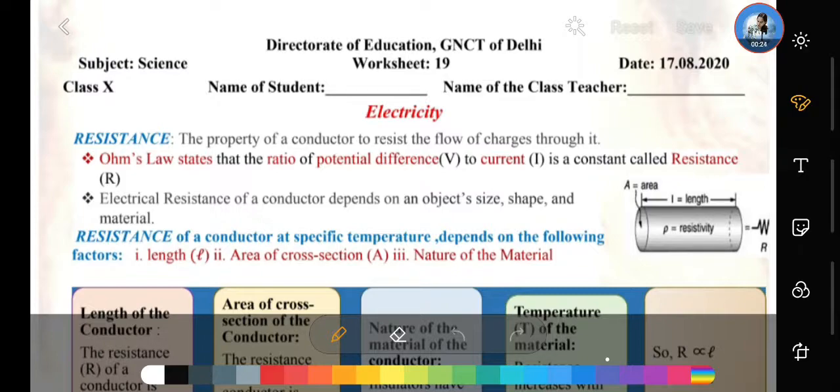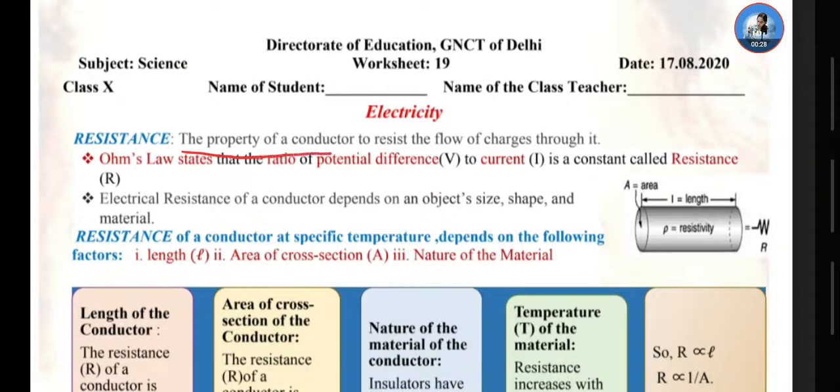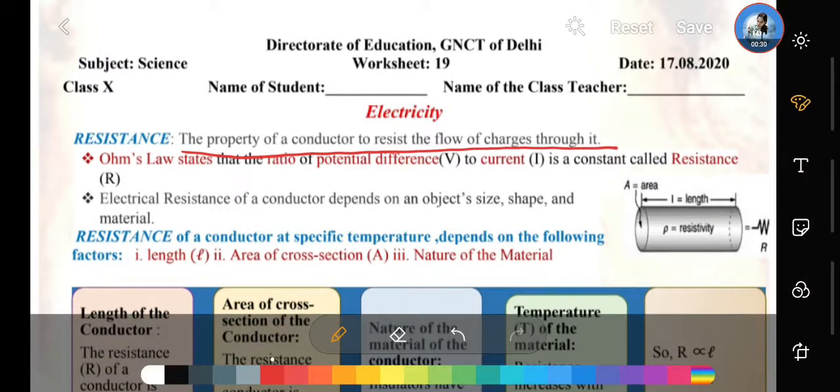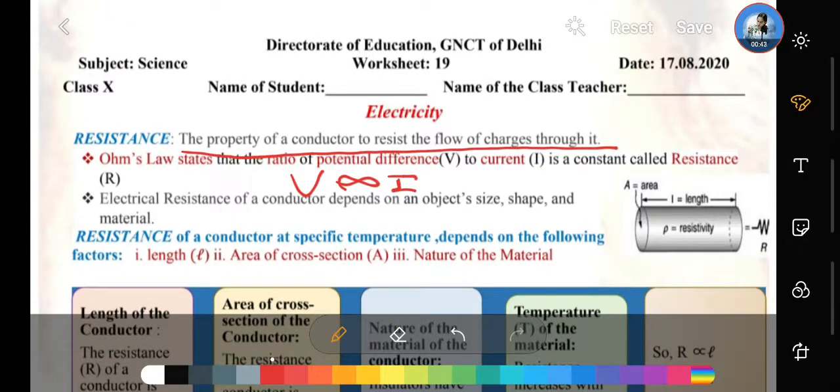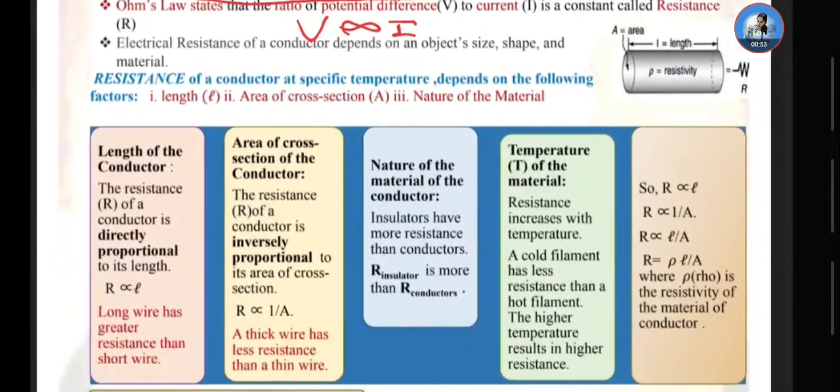Let's go. First, the resistance. The property of a conductor to resist the flow of charges through it. It resists the flow of charges through a conducting wire, that is resistance. Ohm's law, which we studied in our last worksheet, says V is directly proportional to I. It means when we increase the current through a conducting wire, the potential difference across its ends also increases. Now let's move on to the factors on which resistance depends.